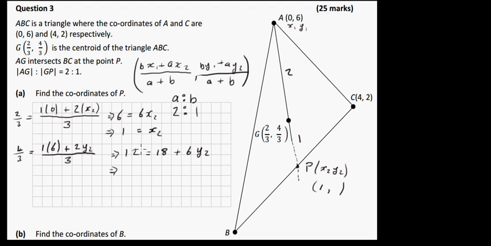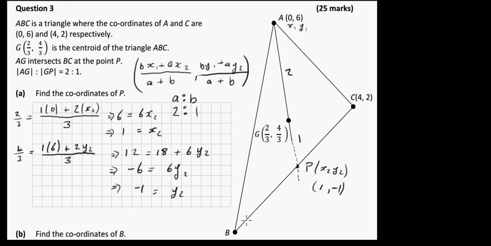Let's bring this 18 over. Subtract 18 from both sides. You get minus 6 is equal to 6 times y2. That gives me a y2 of minus 1. So I know that this is minus 1 here. Okay, so the point P then is (1, -1).